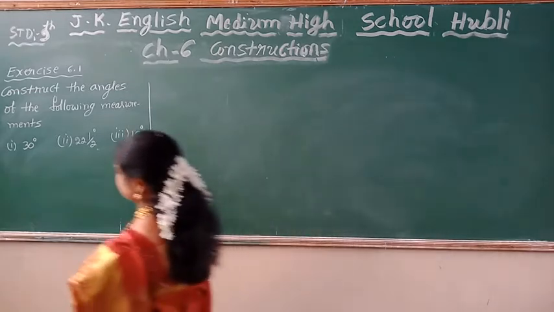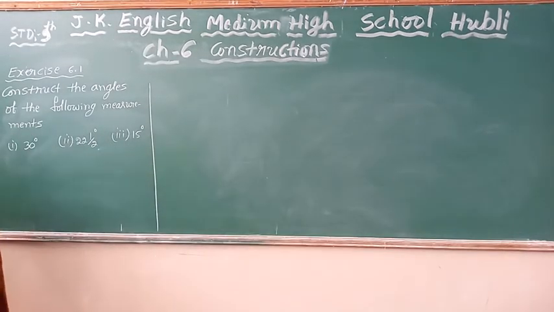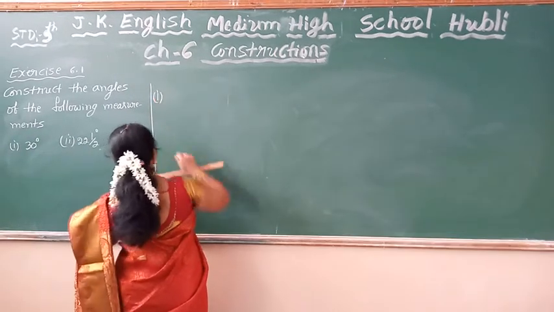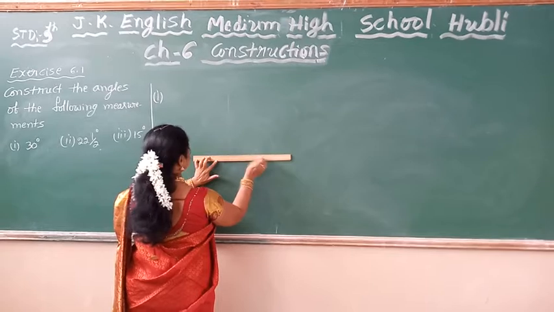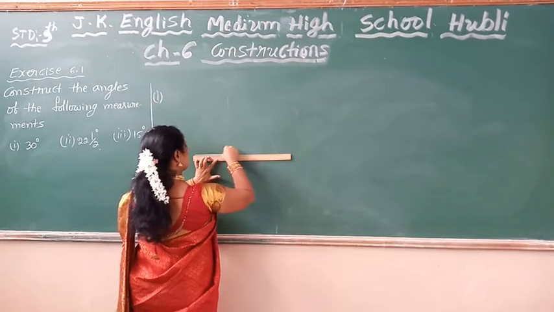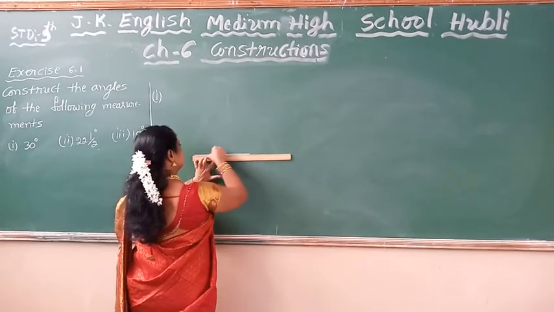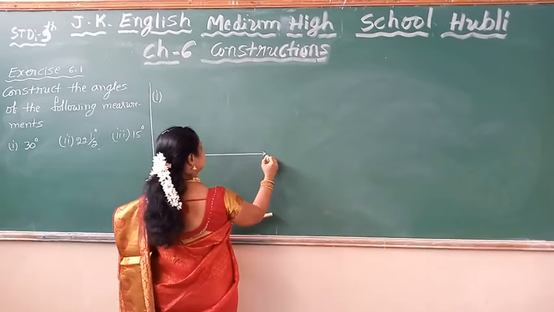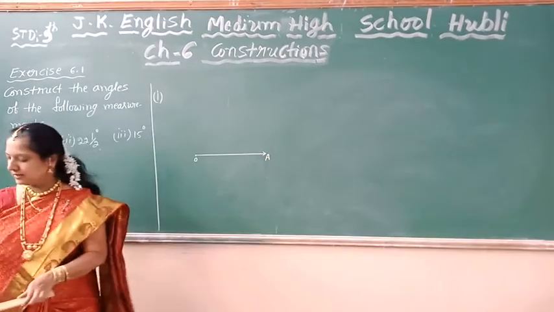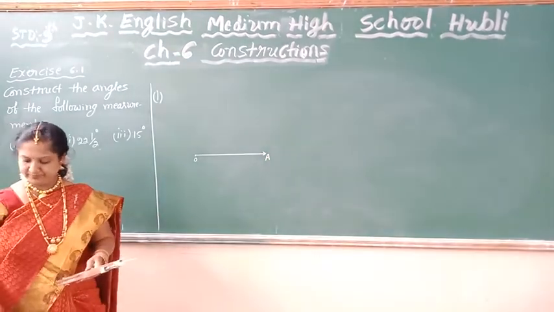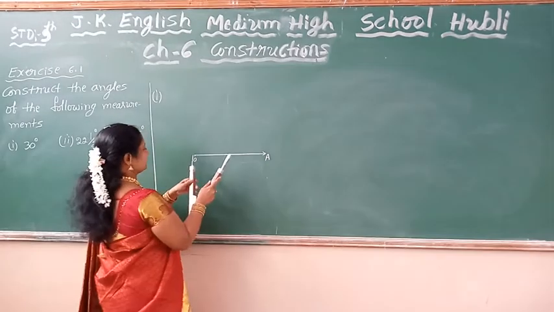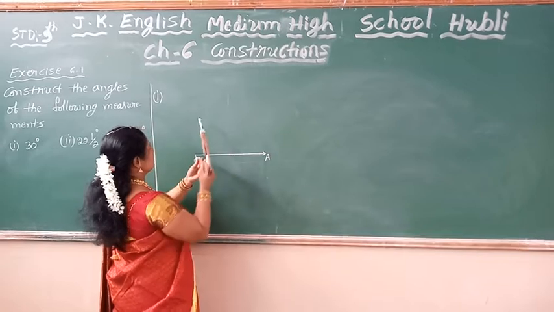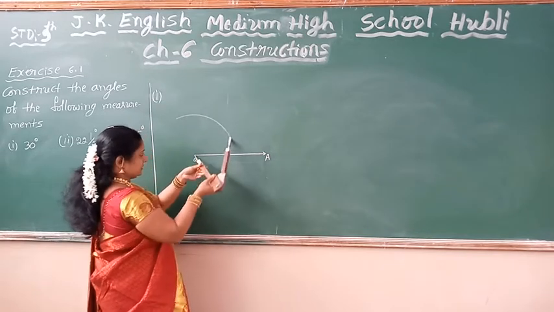Children, first you take a scale and draw a line. Draw a ray. To construct the 30 degree, first construct a ray. Give a name. Take a compass. Then take approximately some radius, and construct an arc in this manner.